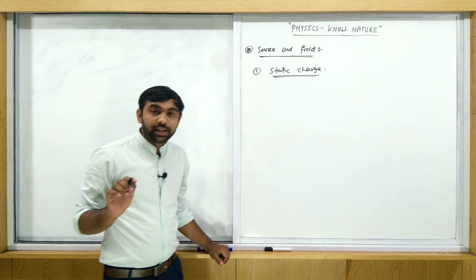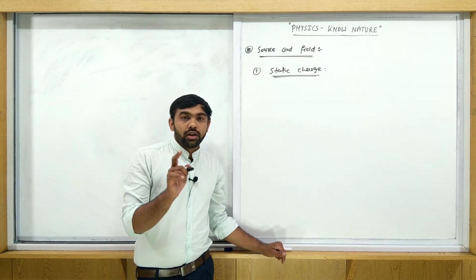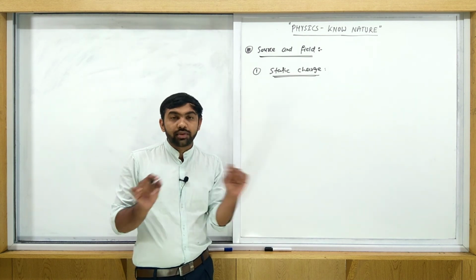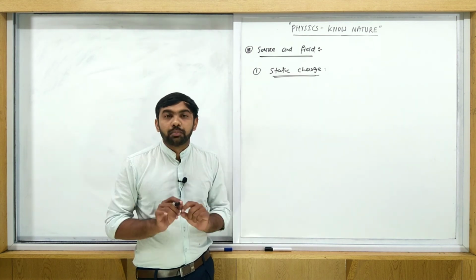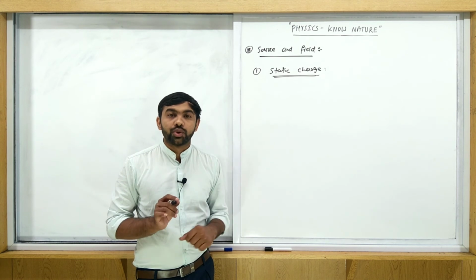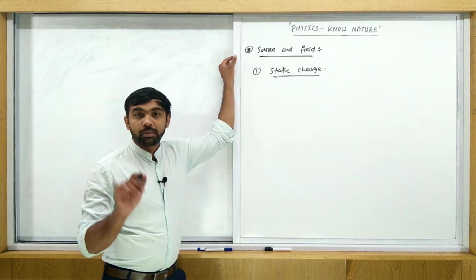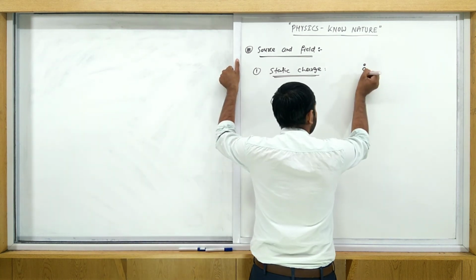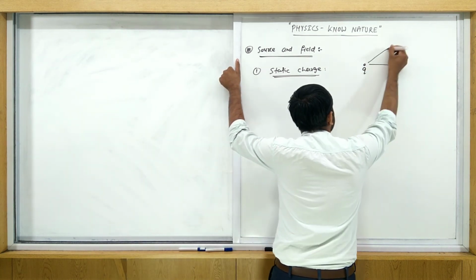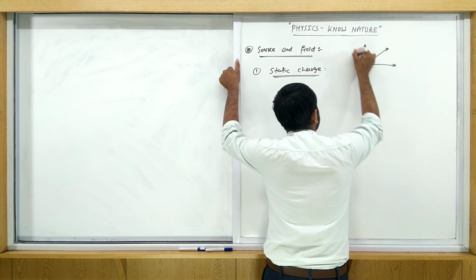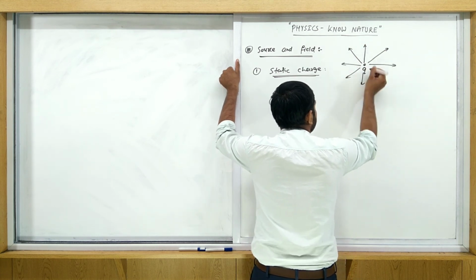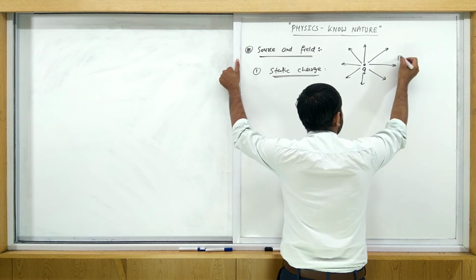See, in the case of a static charge, if the current flows, when the current flows it means the charge is moving, then the magnetic field is produced. But here if the charge is static, then the magnetic field is not produced. So if you consider any static charge like this, suppose Q, only one charge is present, then in the surrounding only an electric field is produced.